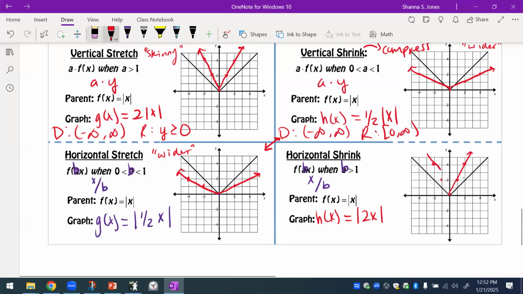a vertical stretch. That's what I was looking for. Thank you very much. Okay, so it mimics a vertical stretch.